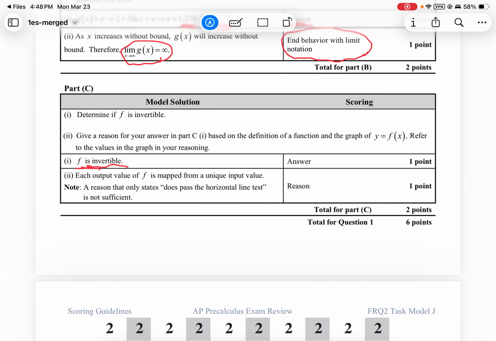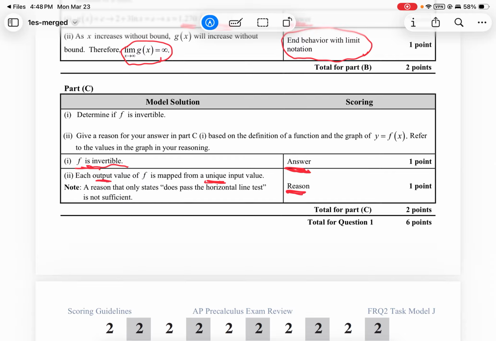I said F has an inverse. That's the same thing. Again, you just need the answer here. And now we need a reason. Each output value of F is mapped from a unique input value. So unique is probably a pretty good word. Each has a unique input value, okay?